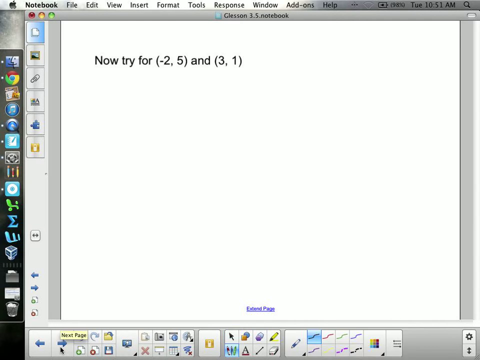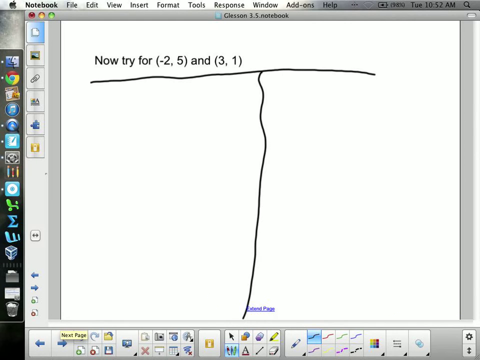Let's try these two points, and I'll do both methods. Let's do point slope to start with. For both of these, I'm going to have to start by finding the slope of the line, right? So what's the slope of this line? 1 minus 5 over 3 minus negative 2, negative 4/5.